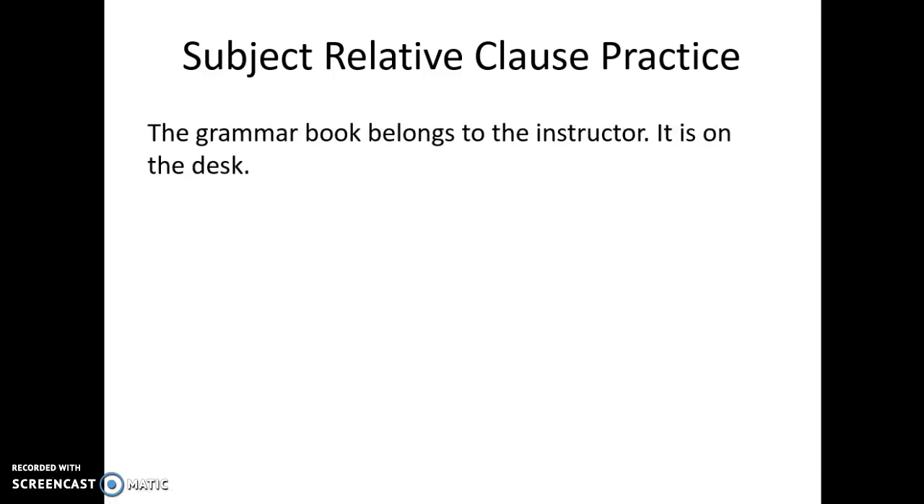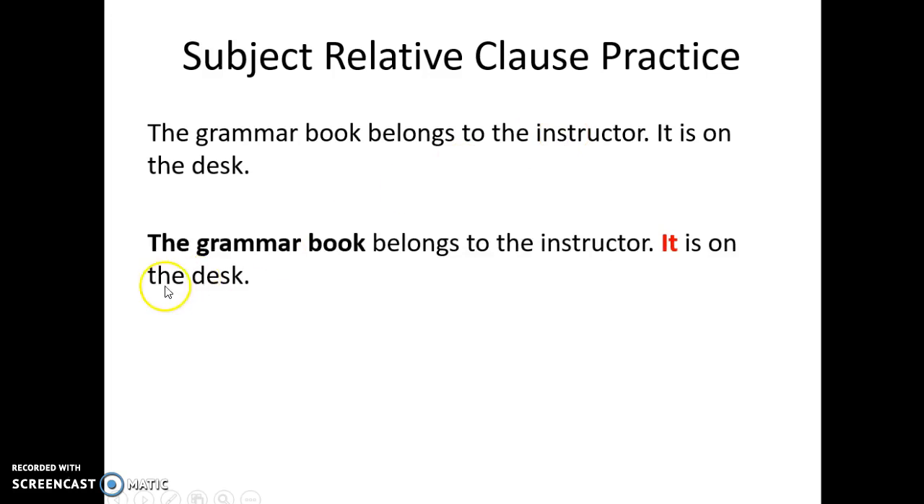Let's look at a second example. The grammar book belongs to the instructor. It is on the desk. So which subject in the first sentence is the same as the subject in the second sentence? We look here and we have the grammar book, that's the subject of the first sentence, belongs to the instructor. It is on the desk. So it refers to the grammar book.